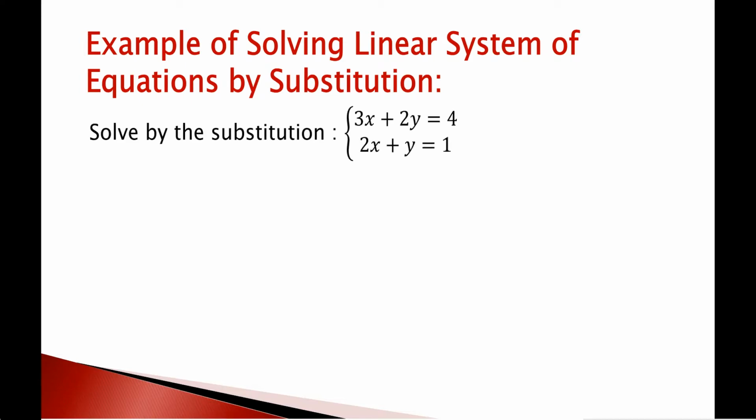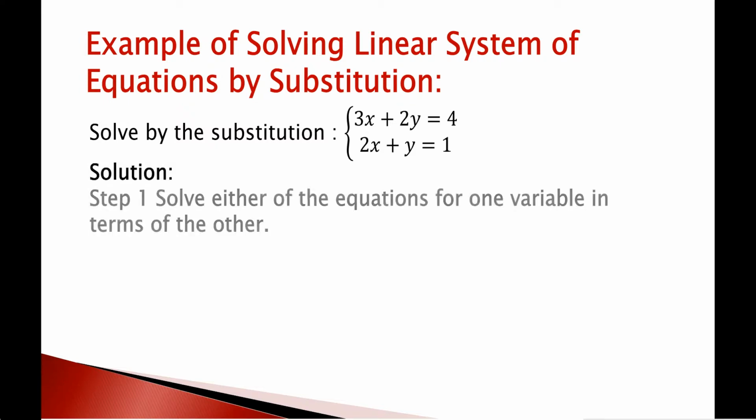This time we are going to solve 3x plus 2y equal to 4 and 2x plus y equal to 1 by the substitution method. So first step, pick any one of the equations and solve for any one of the variables. Let's pick the second equation, 2x plus y equal to 1, and solve for y. After solving, we got y equal to 1 minus 2x.